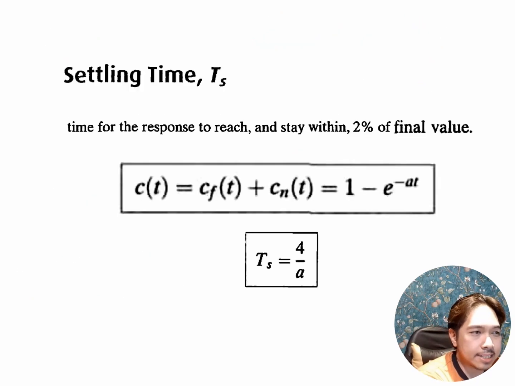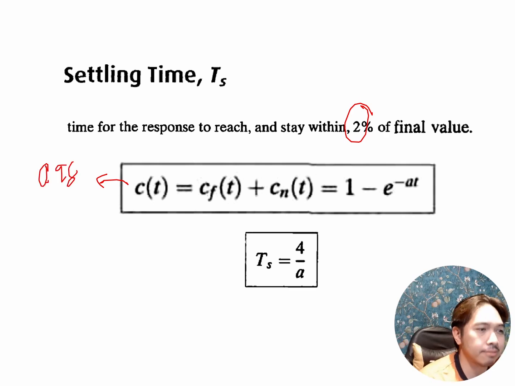For the settling time, that's the time for the response to reach and stay within 2% of the final value. We're going to use this relationship: c(t) equals cf(t) plus cn(t), equals 1 minus e raised to negative at. If that is 2% of the value, we simply let c(t) be equal to 98%, or 0.98. Then we solve for a, and that leads us to Ts equals 4 all over a. But we have another shortcut for this one. If we're talking about 2% of the final value, that is simply 4 times the time constant tau.